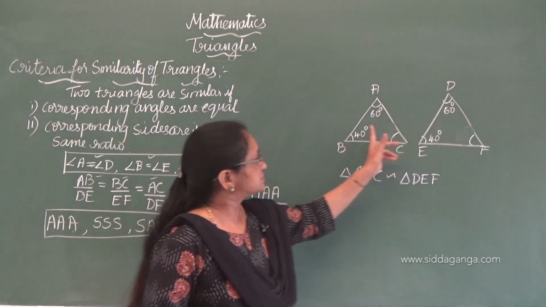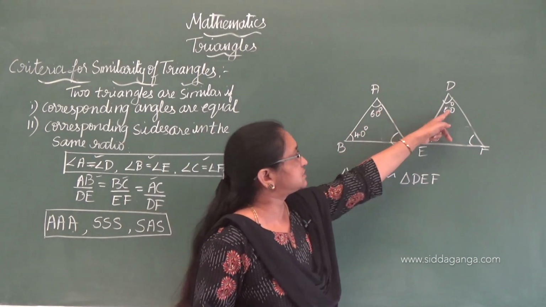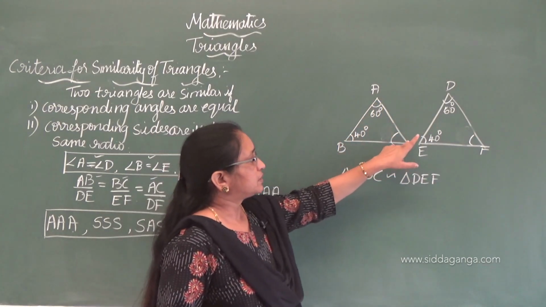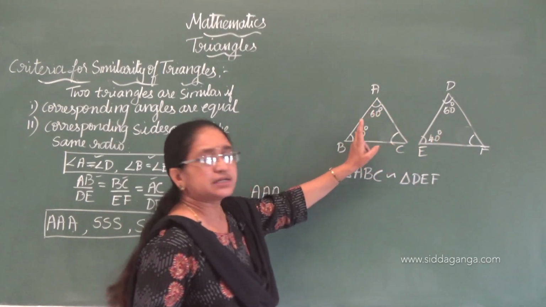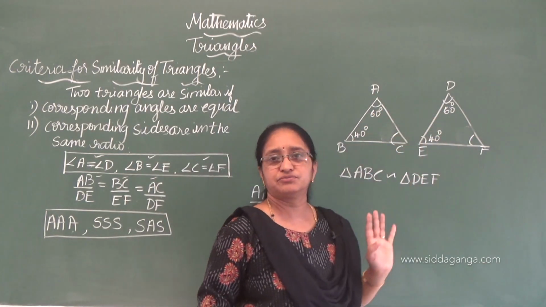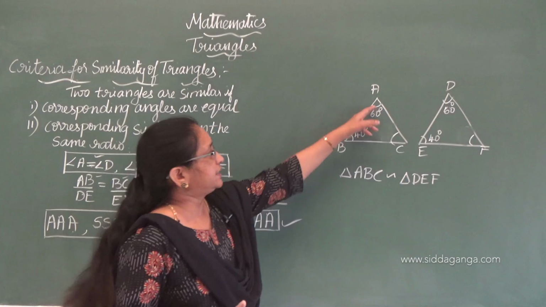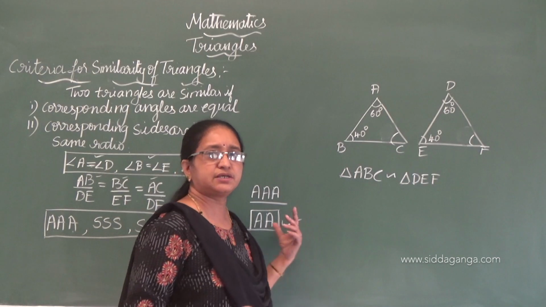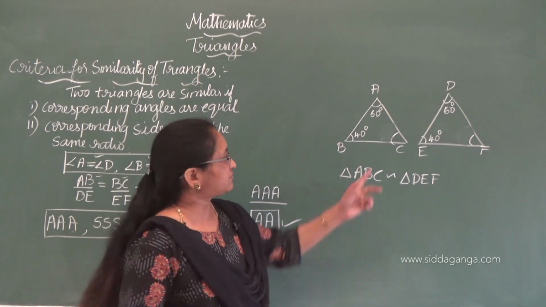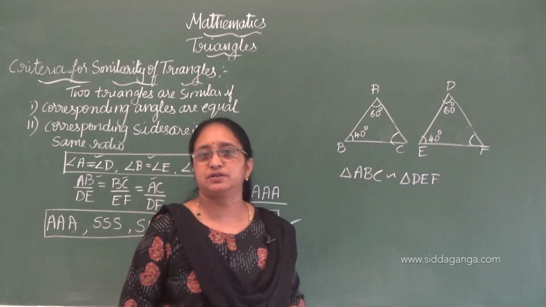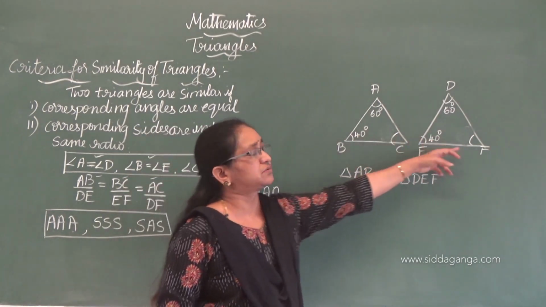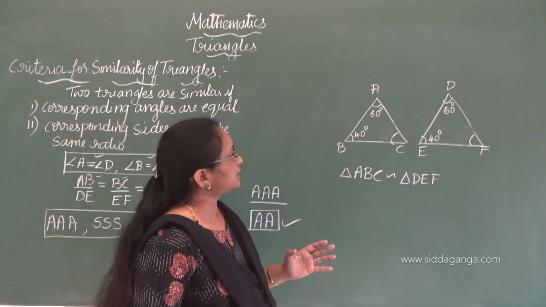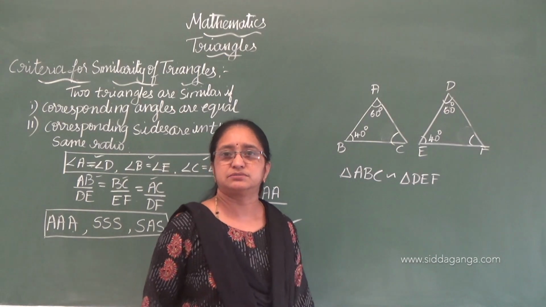See, only with this: this is 40, this is 40, this is 60, this is 60. So I can say that these two triangles, triangle ABC is similar to triangle DEF. How did I come to the conclusion? By AA criteria or by AAA similarity criteria, because definitely the third angle will be equal. The corresponding third angle will be equal. So I can say that these two are similar.